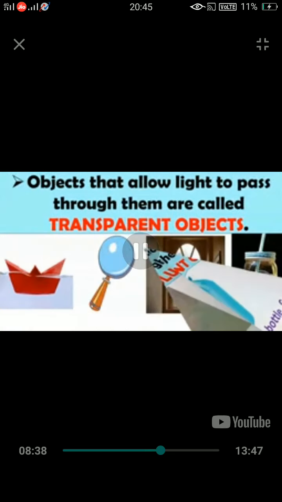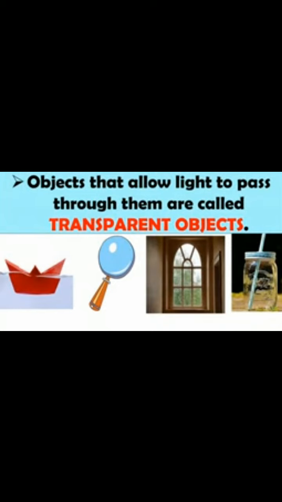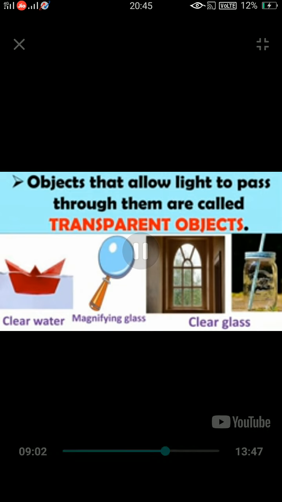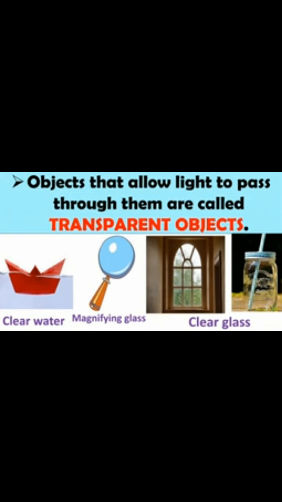Third, objects that allow light to pass through them are called transparent objects. Remember, in this, complete light can pass. For example, clear water, magnifying glass or clear glass. Remember one more thing, you have seen a transparent object in your daily life, that is air. Air is also a transparent object which allows light to pass through it.